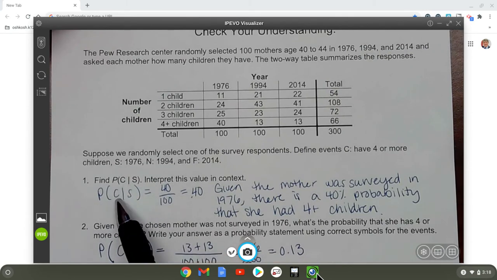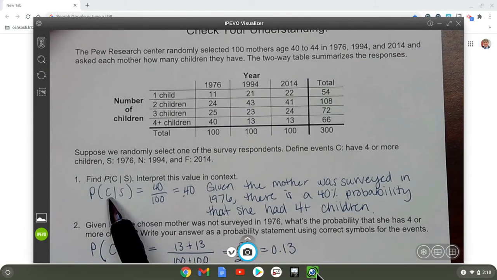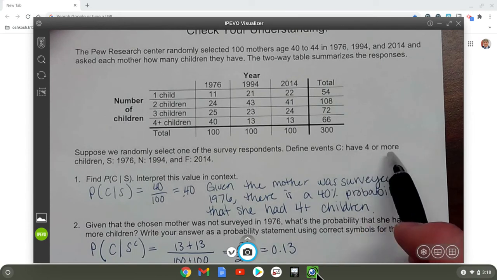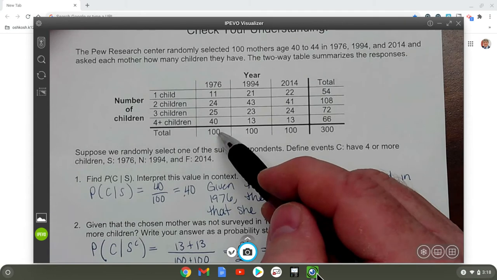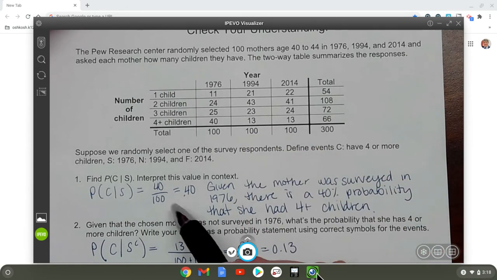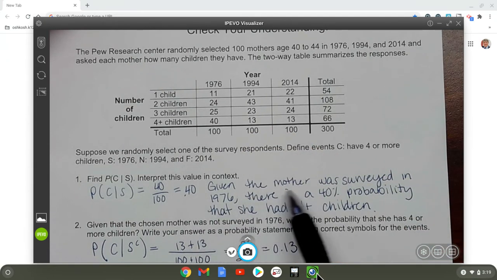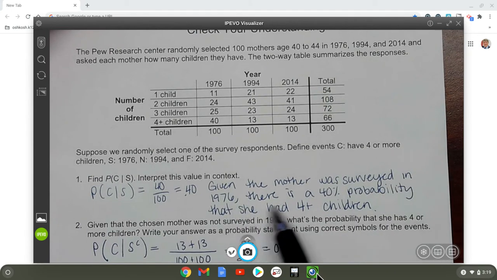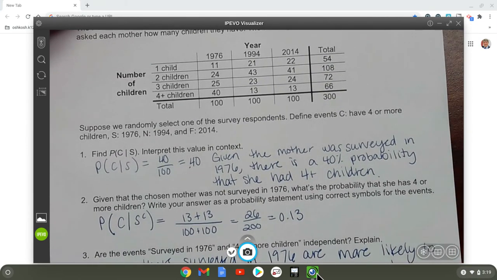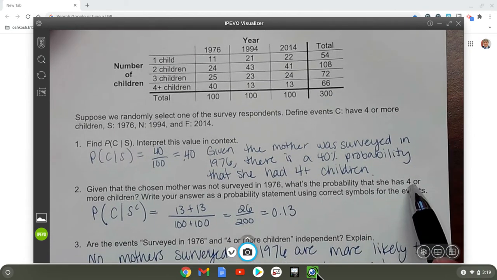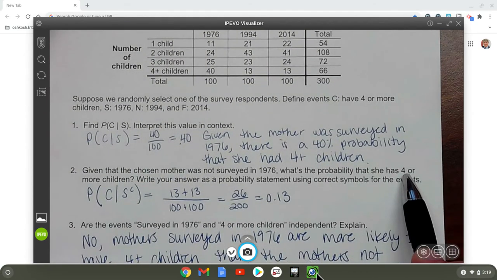So the probability that C happens, what was the situation for C? Well, that was 4 or more children. So 4 or more children is 40. So that's 40 out of 100. There's 100 mothers surveyed in 1976. So that's 40%. So given the mother was surveyed in 1976, there's a 40% probability that she had 4 or more children. How about question 2? Given that the chosen mother was not surveyed in 1976, what's the probability that she has 4 or more children? Write your answer as a probability statement.